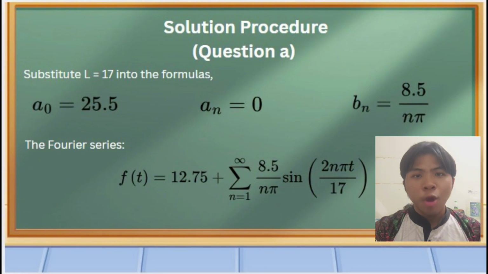For question A, we substitute L equal to 17 into the Fourier coefficient formula. After evaluating the integrals, we obtain A0 equal to 25.5, An equal to 0, and Bn equal to 8.5 over n pi. Since all cosine coefficients are 0, the Fourier series consists of only the constant term and sine term. The final Fourier series representation is shown at the bottom of the slide.